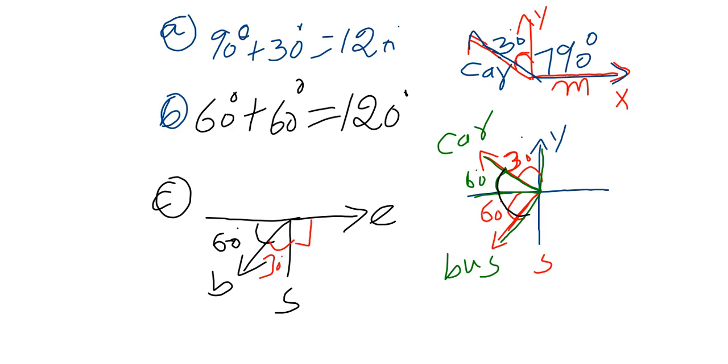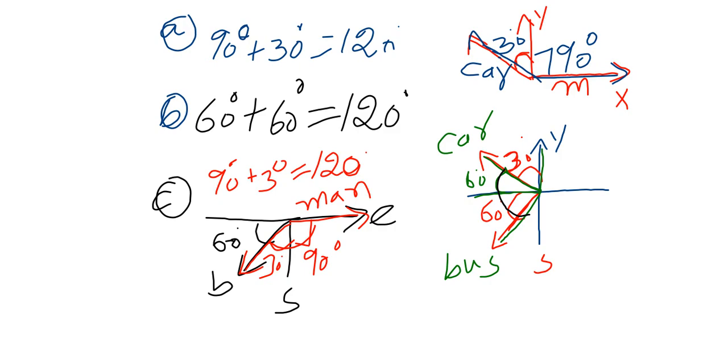These two are perpendicular to each other, 90. So the angle between bus and man is how much? 30 plus 90. 30 plus 90, 120 degrees. So like this we can calculate the angle between vectors.